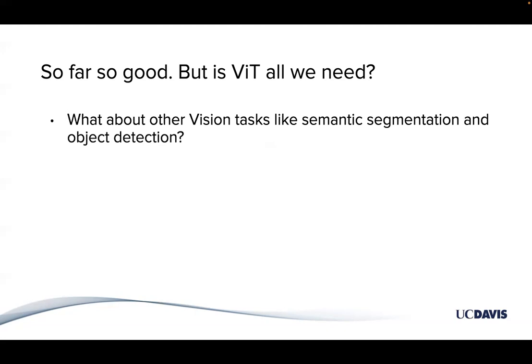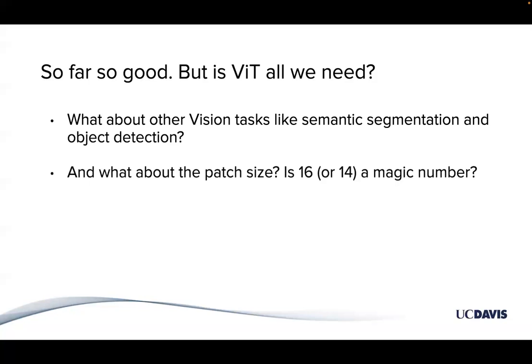Then what about other vision tasks such as semantic segmentation and object detection, etc.? For example, is the ViT model good enough to perform on par with or even beat CNNs in these tasks? Yet to know. And what about the patch size? What is so sacrosanct about the number 16 or 14? From what we saw last week, it's tied to the image size, right?